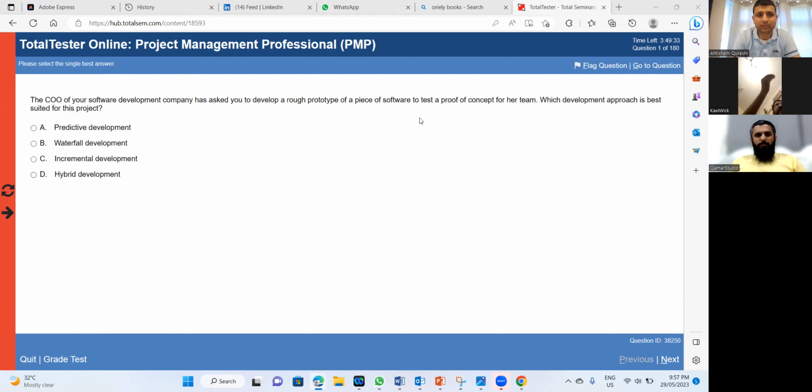The COO of your software development company has asked you to develop a rough prototype of a piece of software to test proof of concept for her team. Which development approach is best suited for this project? Predictive, waterfall, incremental, or hybrid?